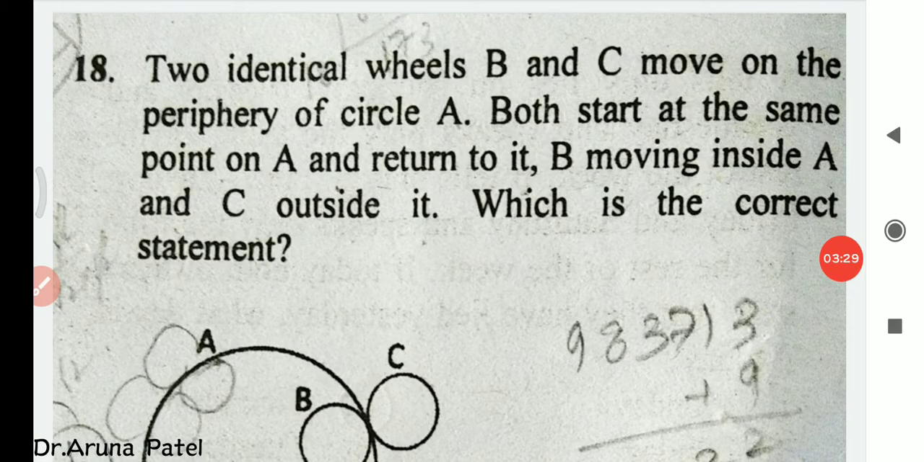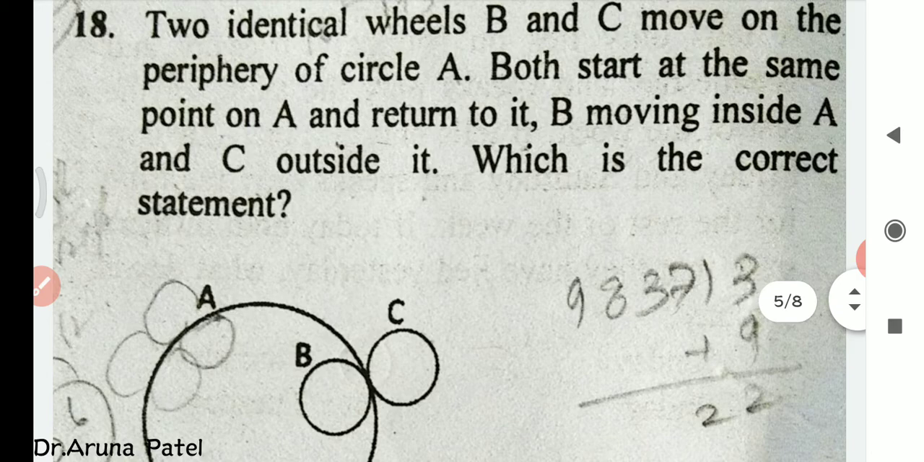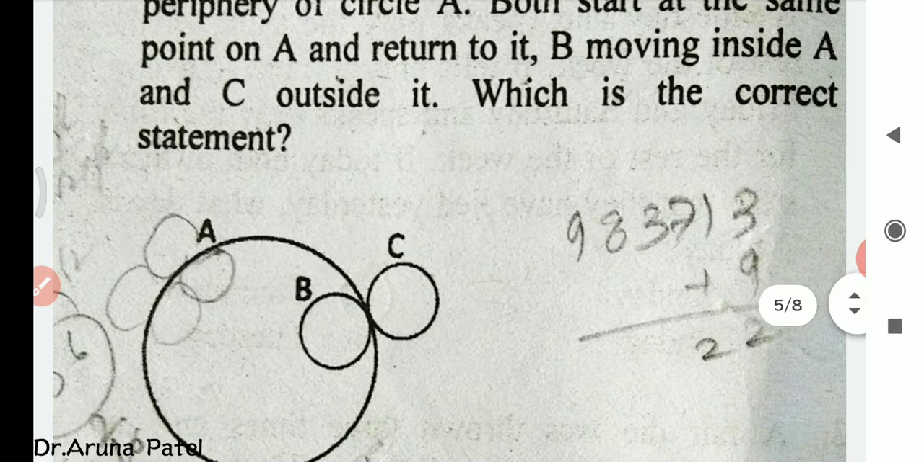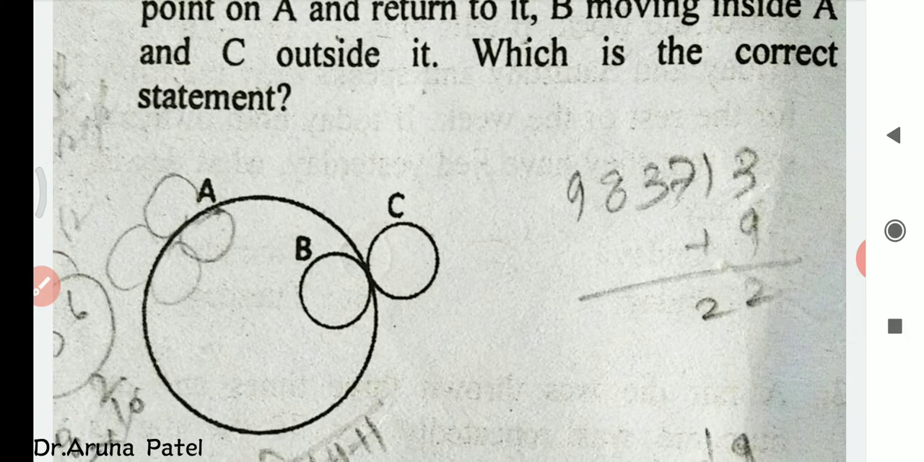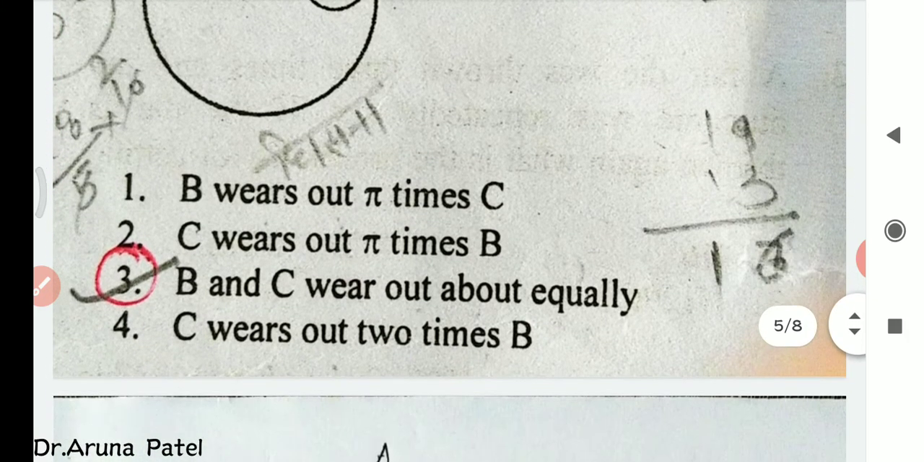Now the next question is: two identical wheels B and C move on the periphery of circle A. Both start at the same point on A and return to it, B moving inside A and C outside it. What is the correct statement? Here B and C are the two smaller circles moving on the periphery of the bigger circle A. So how do we find the option?